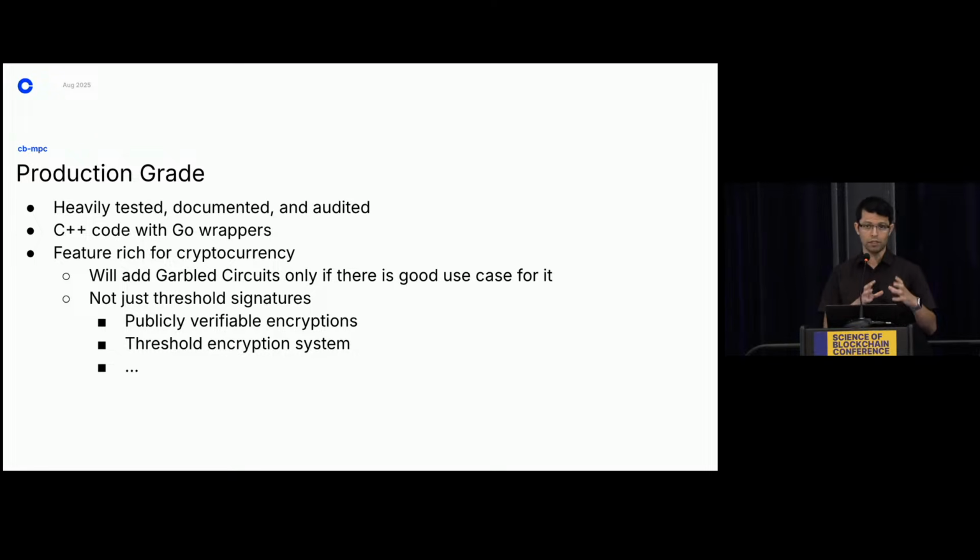We are laser focused on the cryptocurrency use case. So as I mentioned before, we have all the tools you need for this use case. Not just the threshold signature, but you have publicly verifiable encryption, you have threshold encryption, and you have the OT and everything else that you need to do that. But we don't intend to be a general purpose MPC library. So for example, we will add things like garbled circuit if the use case exists for it in the future.